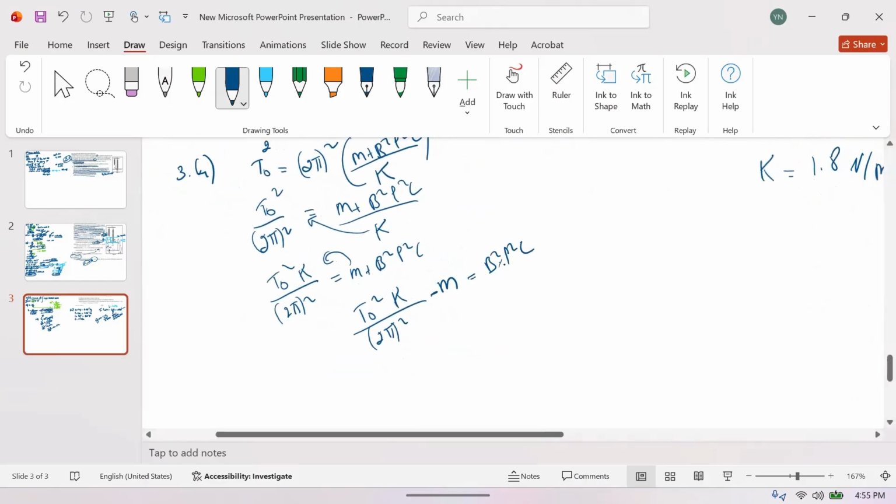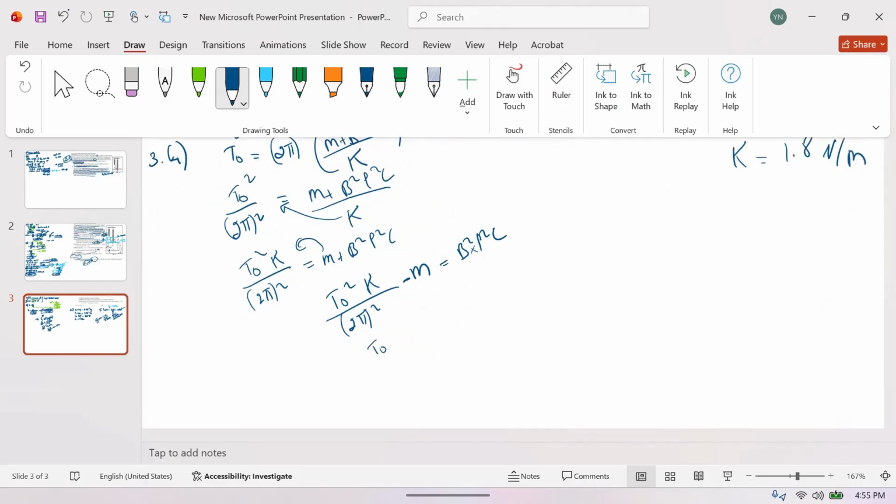Now L squared and C are multiplied by B, so they will be divided on the other side. So T0 squared K over 2 pi squared, minus M, all over L squared C, equals B squared. Then to get B, we have to put the radical on the whole thing, and this is simply B. Okay, now you replace with the numbers.